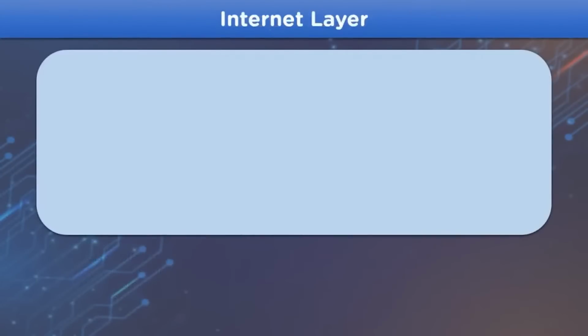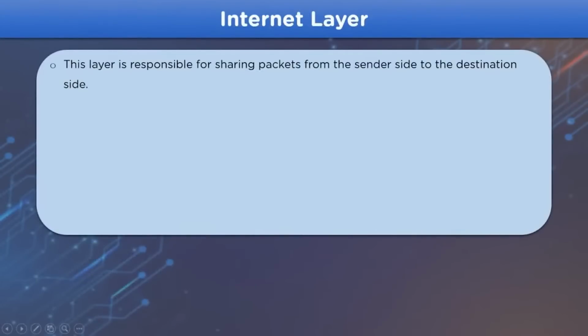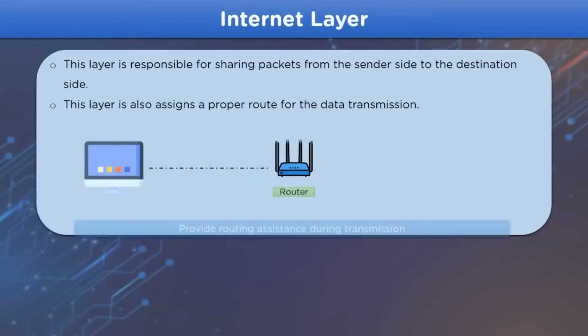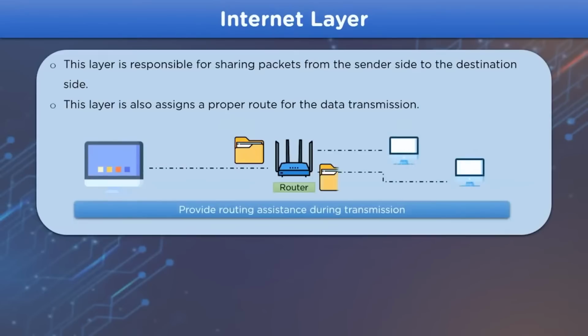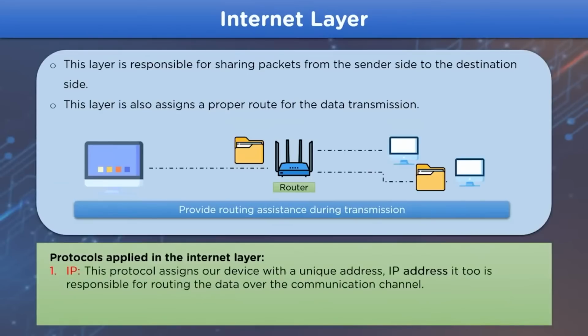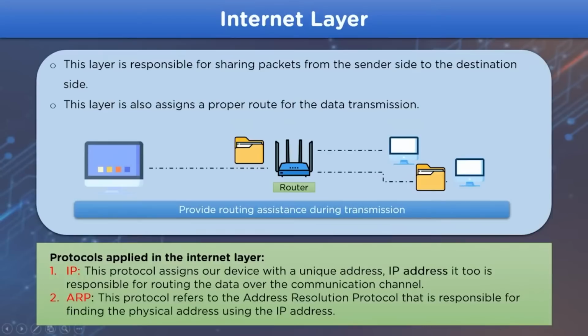Moving forward, the next layer is the internet layer. This layer is responsible for the transmission of data over the network channel. That is, they provide a proper route for the packets to be transferred over the communication channel. The protocols that are applied by this internet layer are the IP protocol, which is the Internet Protocol. This protocol assigns a unique address to a physical system so that it can be identified on the internet. Then we have ARP, Address Resolution Protocol. This protocol is used to find the physical address of the system using the Internet Protocol address.